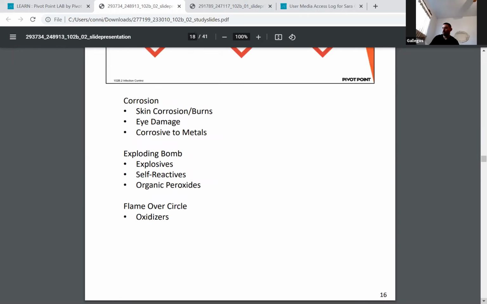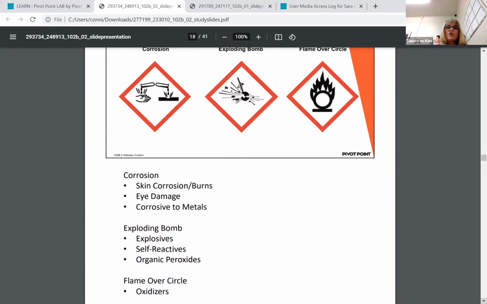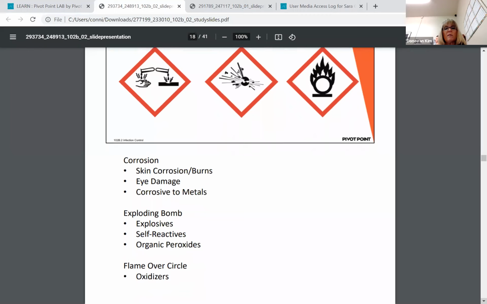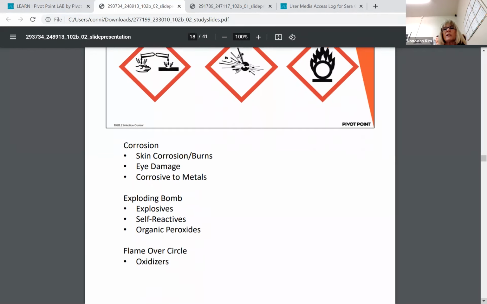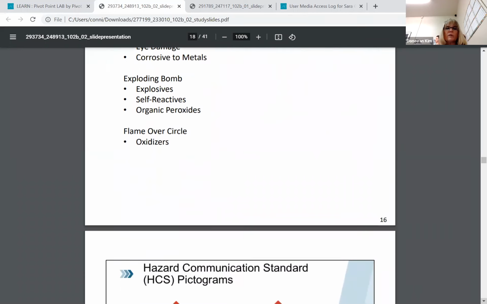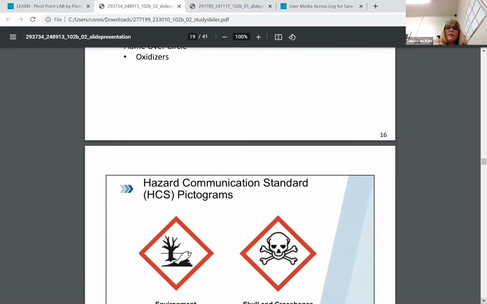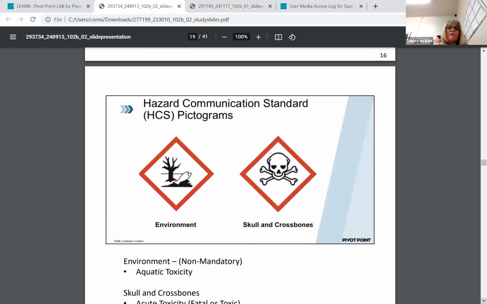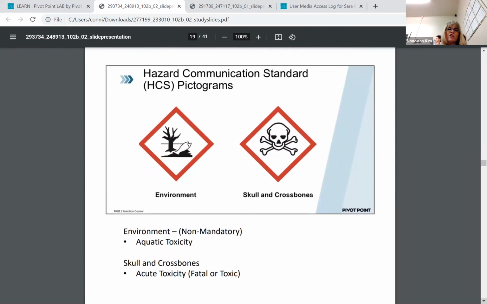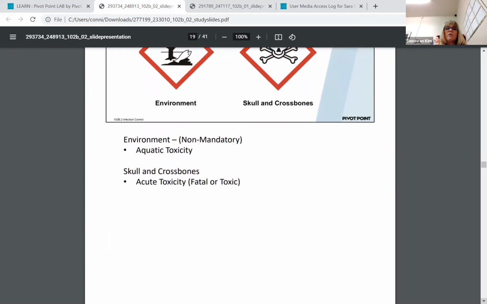We have the other ones here, like corrosion, which could be burns, it could be eye damage, or it could be corrosive to metals. We have explosives, self-reactives, which I don't think we really see too much of. But then we have oxidizers, the flame over circle. All of our developers are going to have that on it, probably. Haven't looked. Then we have the one that means it's harmful to the environment. The fish, it'll kill the fish. And then the skull and crossbones means you could die. It's going to be fatal or toxic.